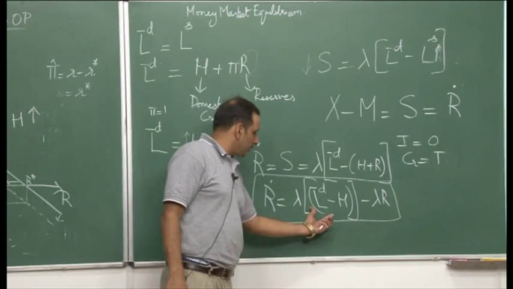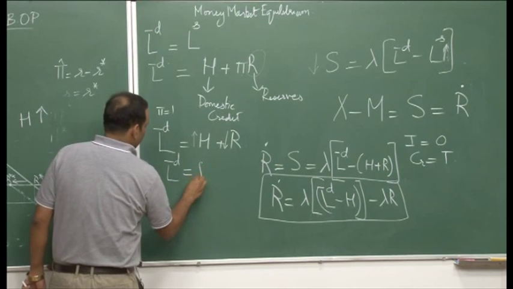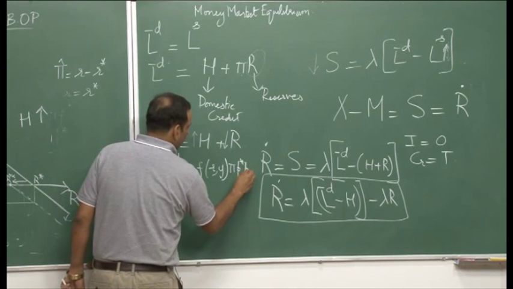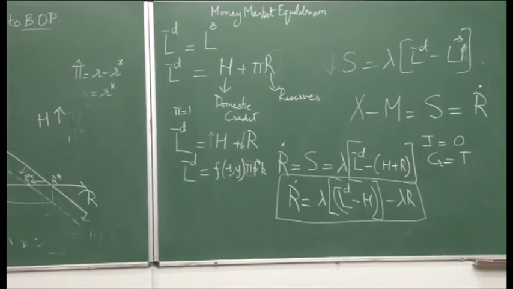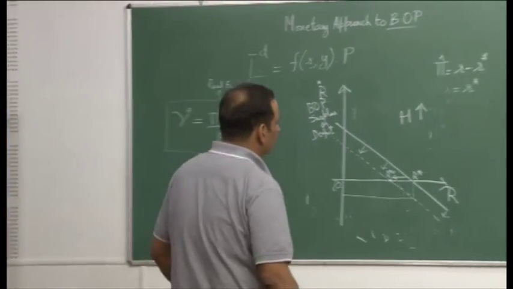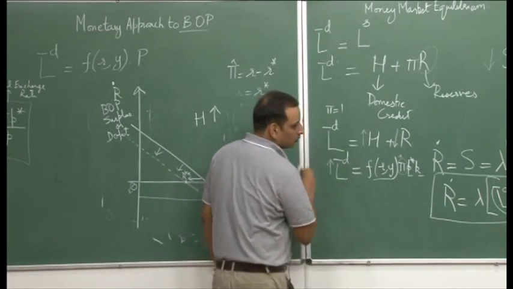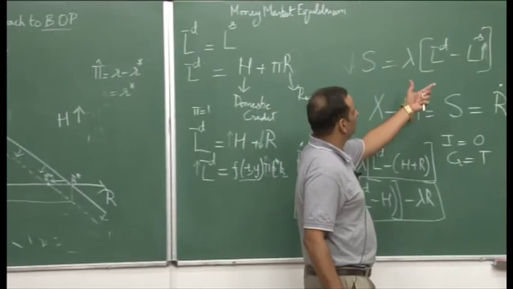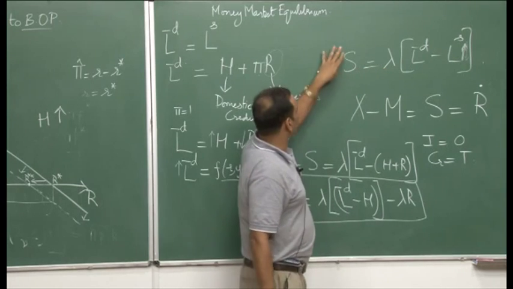Now, you can also visualize a case where L bar d increases. Remember, L bar d, which is a function of r, y, pi p star k, with p star k constant. Say for example, there is devaluation. So, devaluation of the local currency, so appreciation of the foreign currency. If pi goes up, all this is fixed, pi goes up, L bar d goes up. L bar d goes up, there is now excess demand for money.